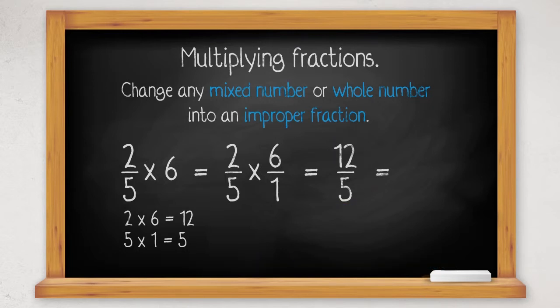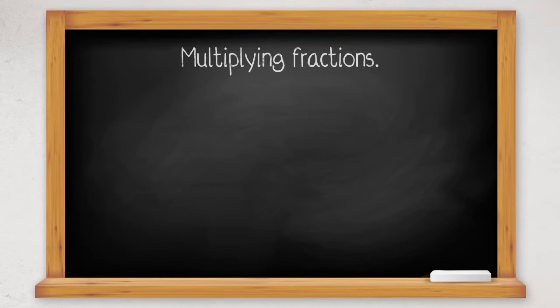12/5 is an improper fraction. 5 goes into 12 twice, remainder 2. So the answer is 2 and 2/5. One more example. Multiply 2 and 2/5 by 1/4.